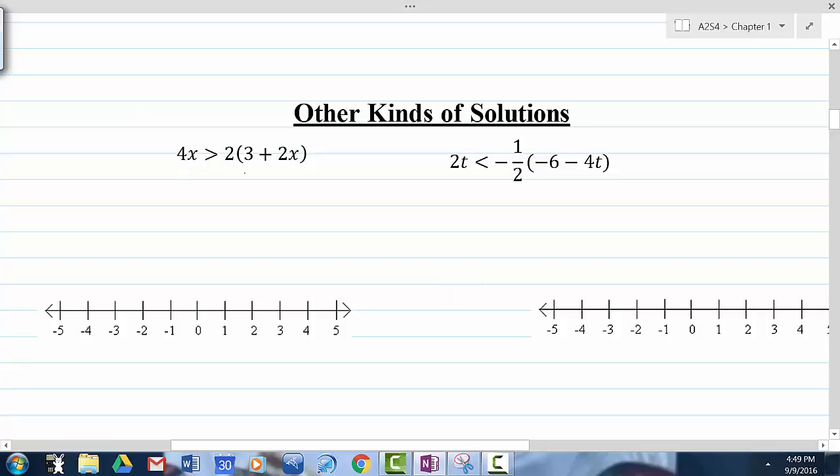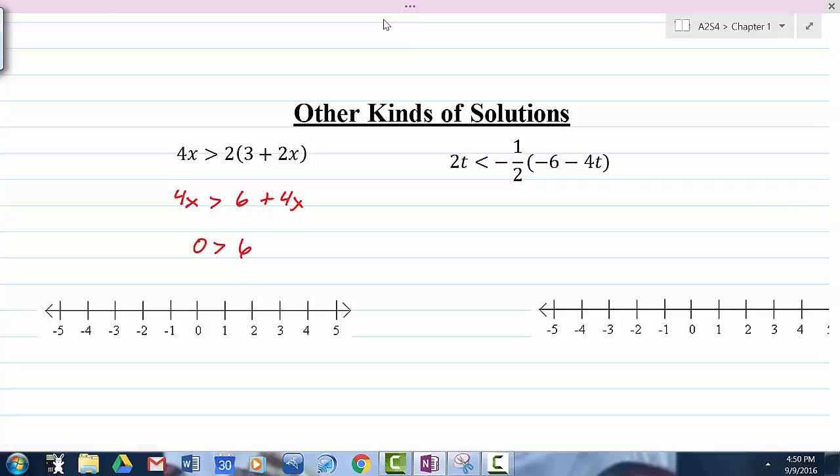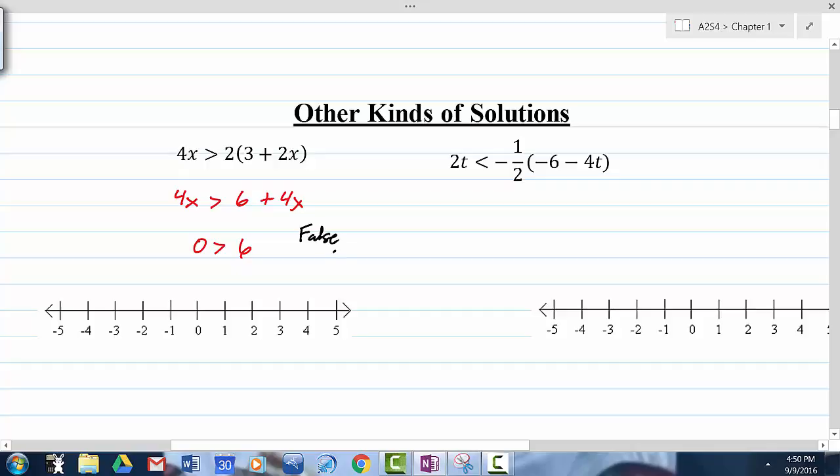Other guys say 4x is greater than 2 times the quantity of 3 plus 2x, which is the same exact thing as 4x is greater than 6 plus 4x, right? Subtract 4x on both sides, you're going to get 0 is greater than 6. But 0 is not greater than 6. So we have to understand that this right here is a false statement. So if it's a false statement, then that means that there are no solutions. No solution will give you anything true.